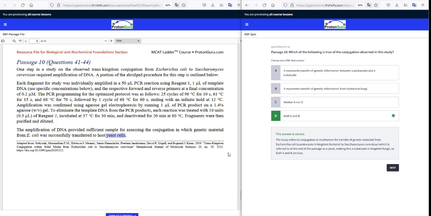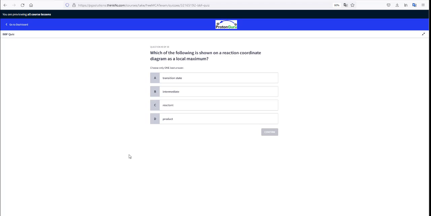That was our last of the passage-associated questions, and now we move on to our standalone questions where we shouldn't need to refer to any passages. All right, so our first standalone question, number 45, which of the following is shown on a reaction coordinate diagram as a local maximum? So let me break out the whiteboard for a second.